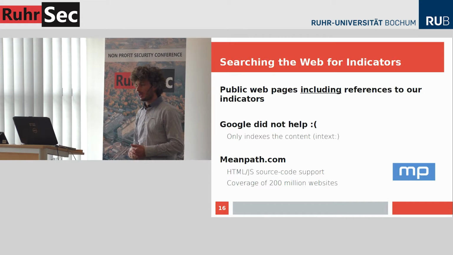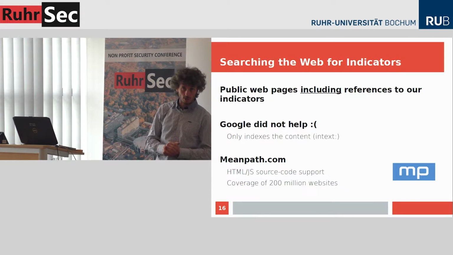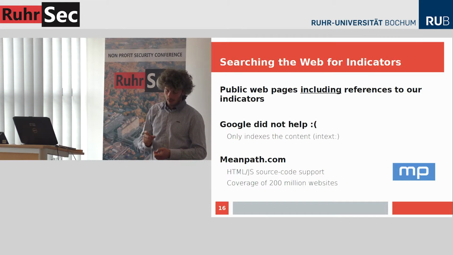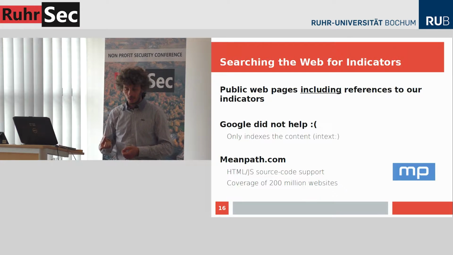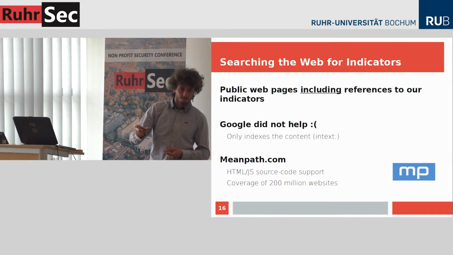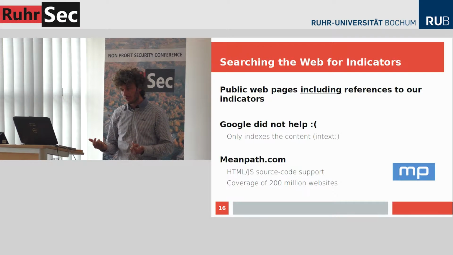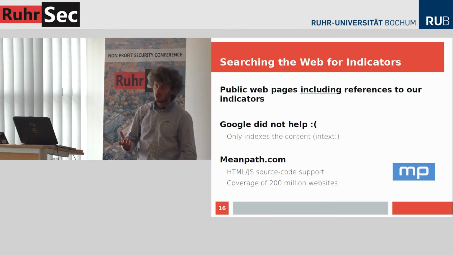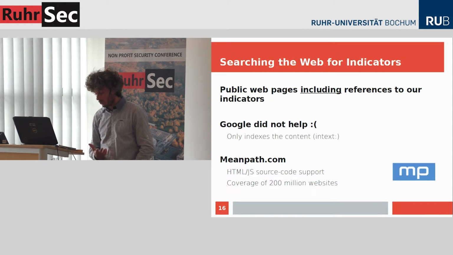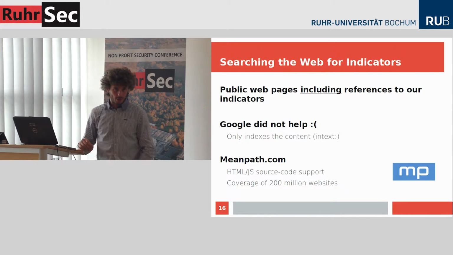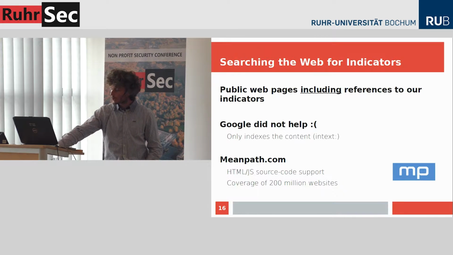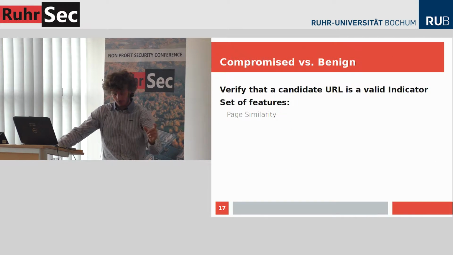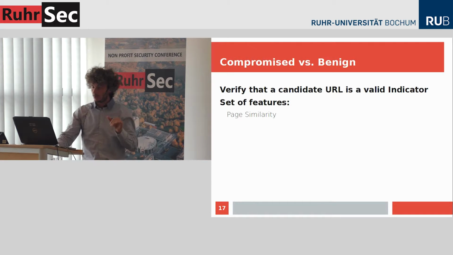But MnemonicPath is great because it has HTML and JavaScript source code support, and you can easily query. I can ask, give me all pages, including in the source code, this URL. And we have a coverage of 200 million websites, which is not much, but it's not few, which is pretty okay for a proof of concept. So we build a crawler for it, and we search for each of these URLs. We extract the first 100 websites, including the URL in the source code.